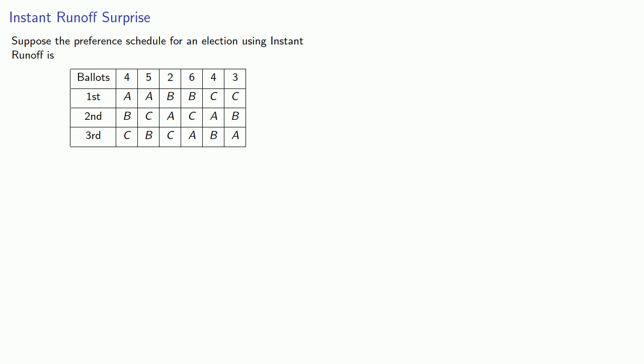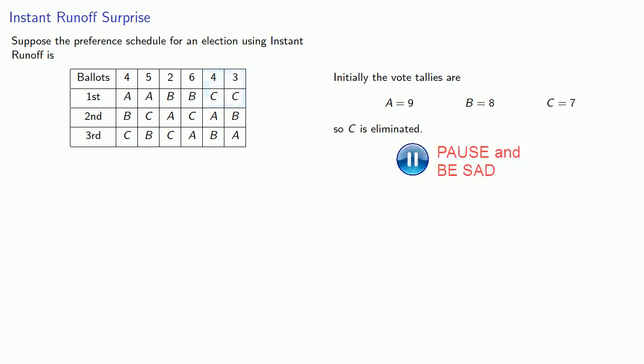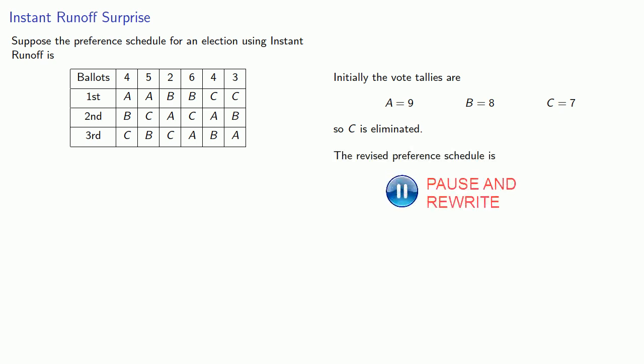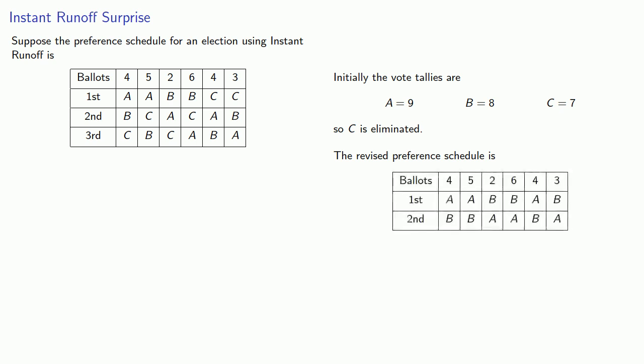Suppose the preference schedule for an election held using instant runoff is the following. Initially, with this preference schedule, the vote tallies are A with 9 first place votes, B with 8, and C with 7, so C will be eliminated. This gives us a revised preference schedule. And now A has 13 votes, and B has 11. So A wins.